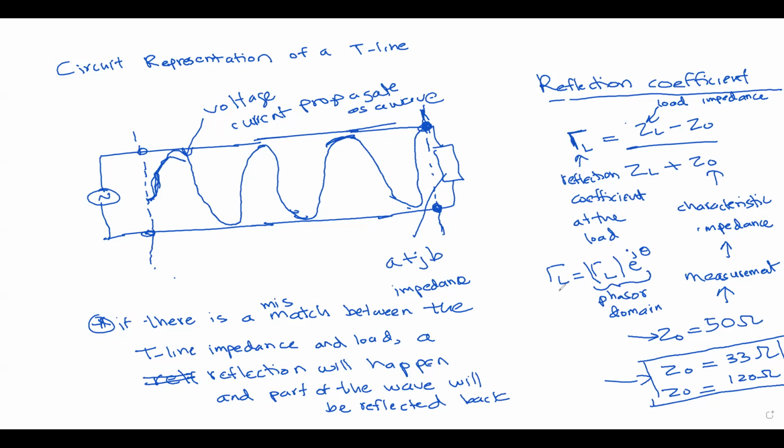Okay, so the tau L value could be a complex number. We use it to understand how much reflection happens in the system, how much reflection happens at the load. Depending on the reflection we see, we design our systems to reduce the reflection as much as possible, because we don't want our wave to be reflected back. So we need to reduce the reflection.